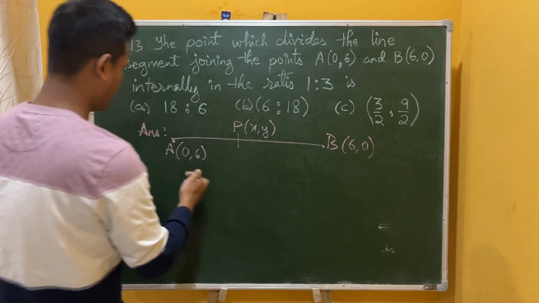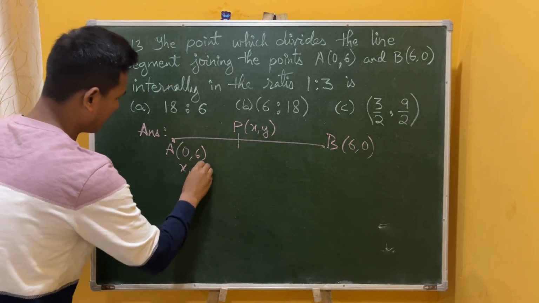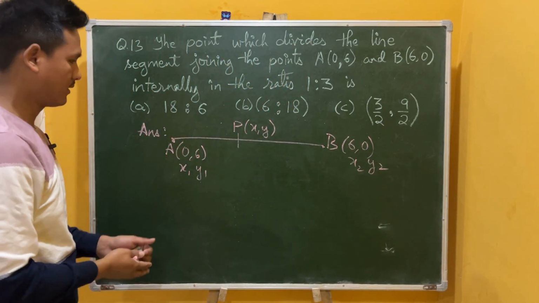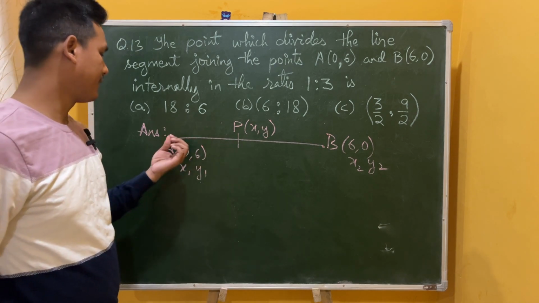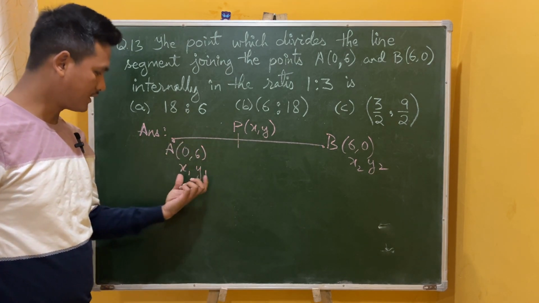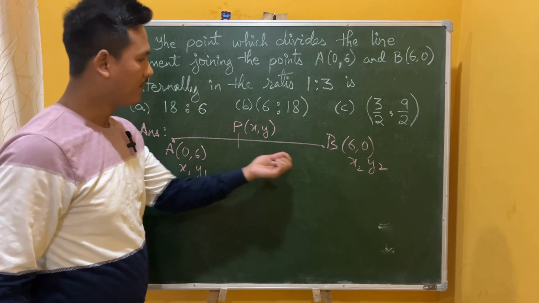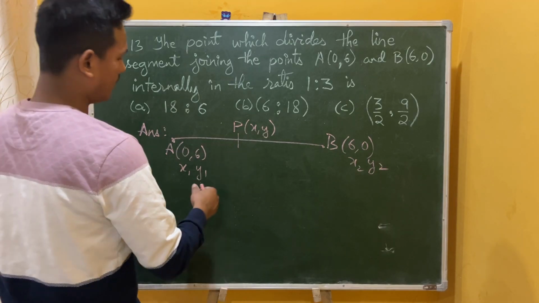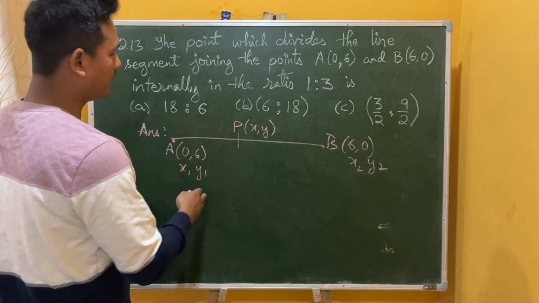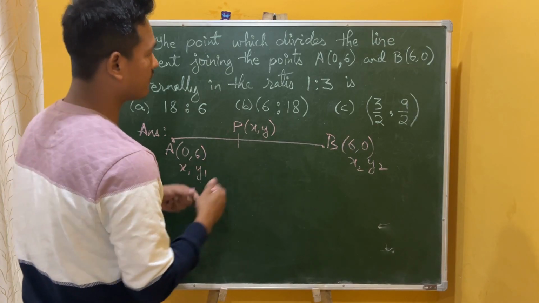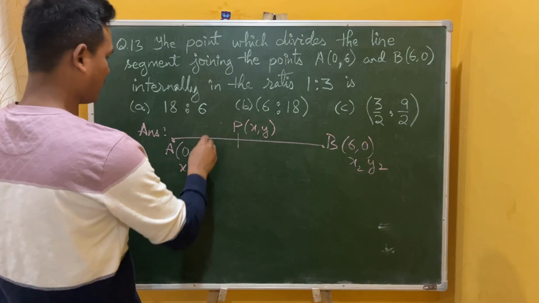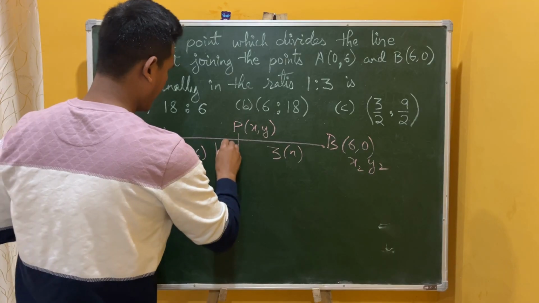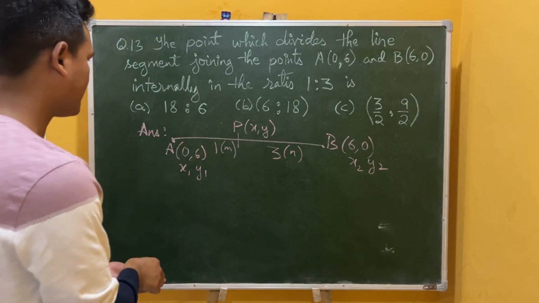This is x,y. Consider this is x1, y1 and x2, y2. When a point divides a line internally, always consider the first as x1, y1, the middle one x,y, and the last one x2, y2. Although it's not a rule, it will be easier while using it in the formula. In the ratio 1:3, this is m and this is n. So let us find x and y.